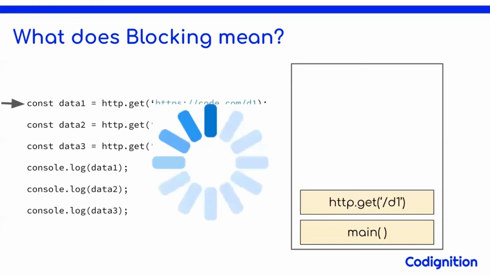So we'll see how, in a general scenario, this happens. Your cursor goes to the first line and it is waiting. So your spinner is spinning. It's waiting for, let's say, 2 seconds. So your call stack will look something like this. Down at the 0th level is your main function call, and on top of that, http.get/d1. After 2 seconds, it returns a response, and this http.get call gets popped out of the call stack.